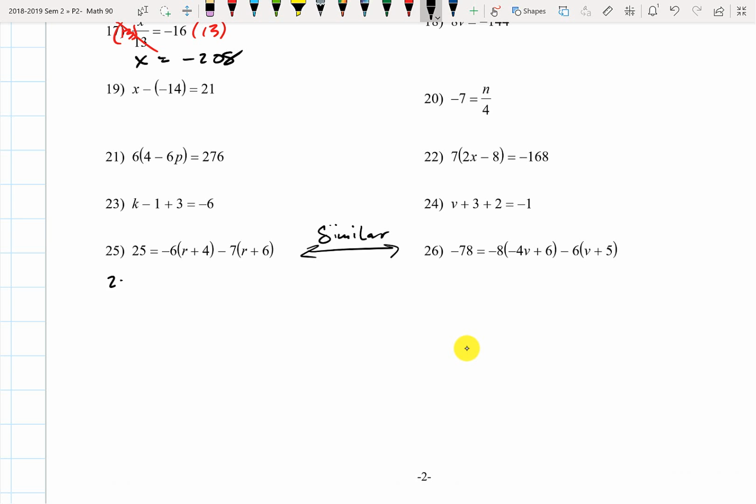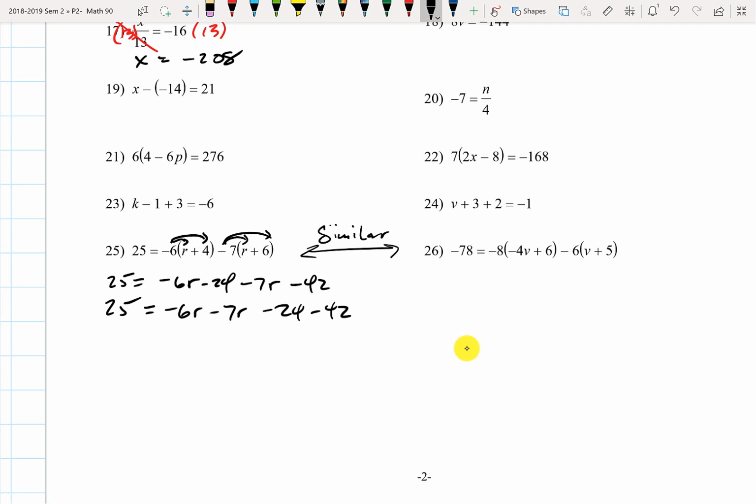So on this one here, you have -25 is equal to -6r. You have to distribute, plus a -24r because you have to distribute twice, or you can write it as a -24. So -24 here, and then distributing through the -7 here, you get -7r and then a -42, because a negative times a positive is a negative. I'm going to regroup. So I have a -6r and a -7r, and then a -24 and a -42.